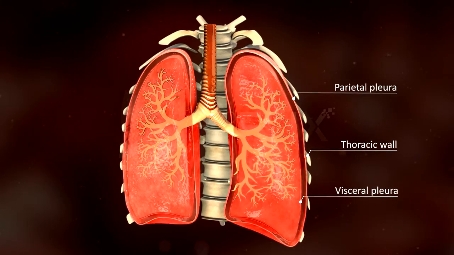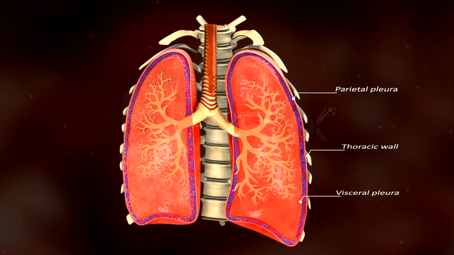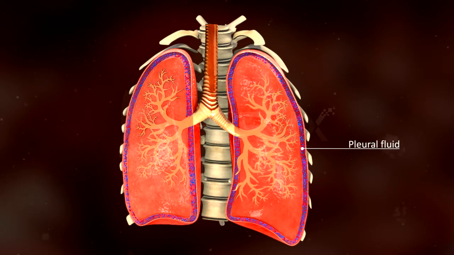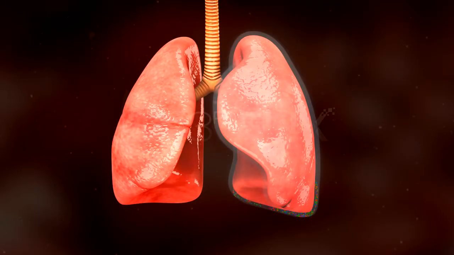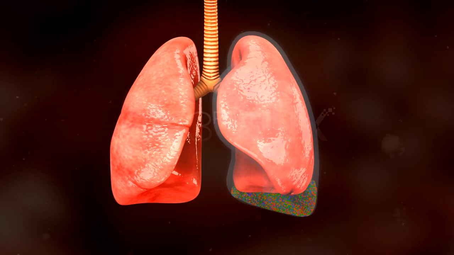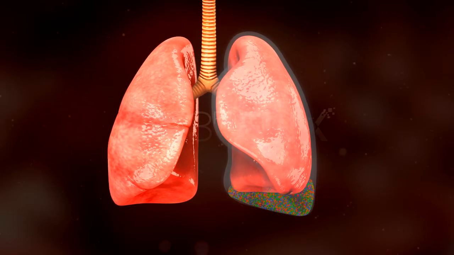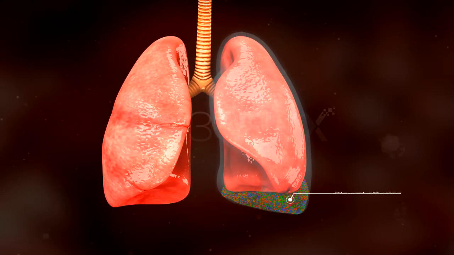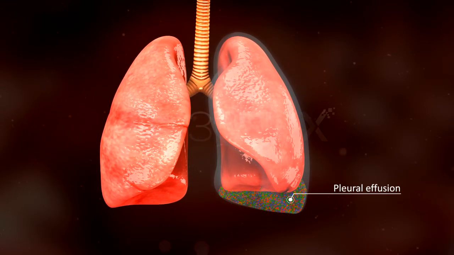A narrow cavity called the pleural cavity is present between the pleural membranes. It is filled with the pleural fluid, which reduces friction on the lung surface. Excess build-up of fluid in this cavity leads to difficulty in breathing. This is known as pleurisy, or pleural effusion disease.